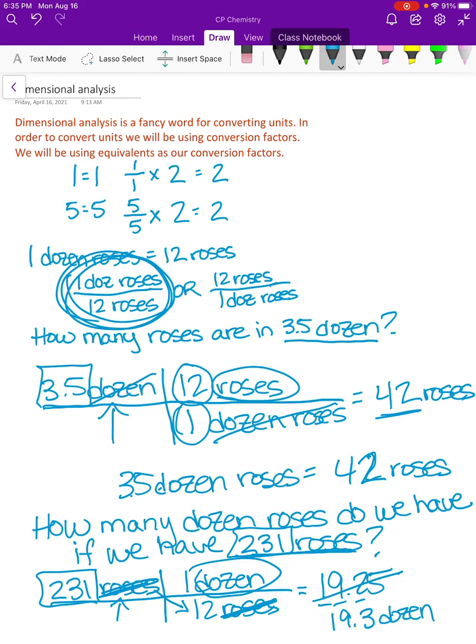Okay, so that's just a little intro to dimensional analysis. And I have a dimensional analysis worksheet on Schoology, or I have emailed it to you to practice and try to work through. If you have any questions, don't hesitate to email me.